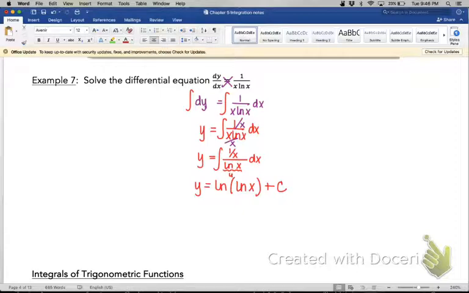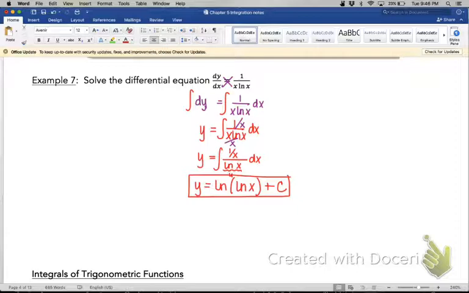Now again, if we had some initial conditions or something like that, we could figure out the value of c. But this is where we end up, the natural log of the natural log of x. And that's one that we differentiated a few different times when we first started chapter 5.